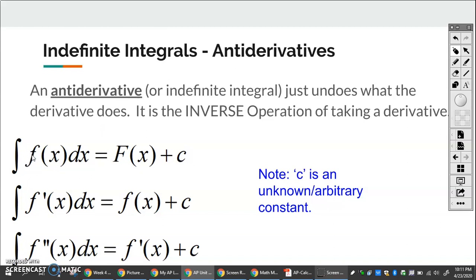So the integral of lowercase f is capital F of x plus c. Integral of f prime is f, and the integral of f double prime is f prime. And you could go down as far as you wanted by taking the derivative. Remember that if you're doing an indefinite integral, you need that plus c at the end. You'll lose a bunch of points right off the bat if you don't put that plus c. If it gives you a piece of information about the original function, you'll be able to find c. So a lot of times it'll give you a point that you can use to find c.